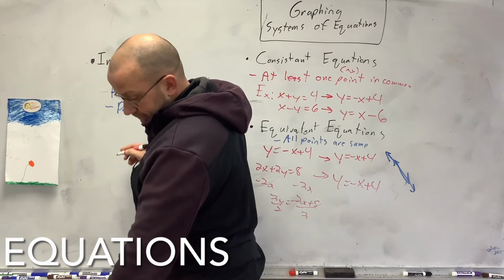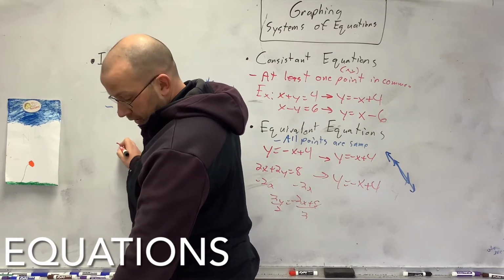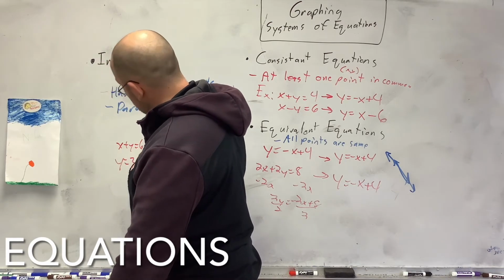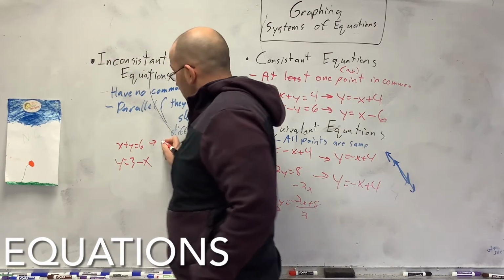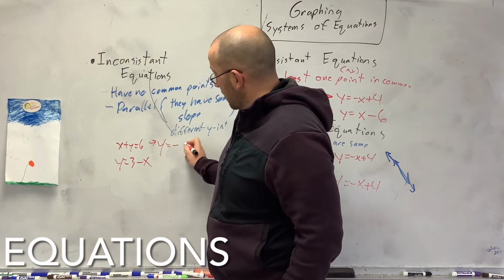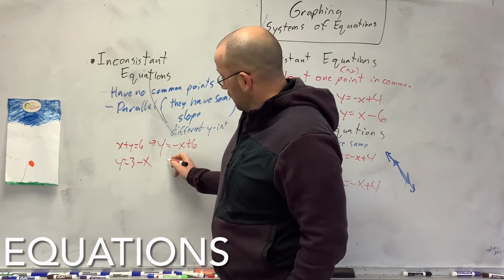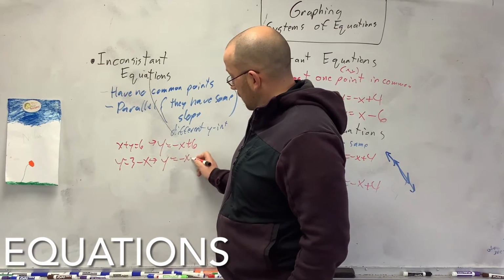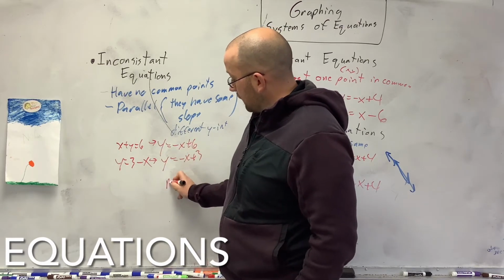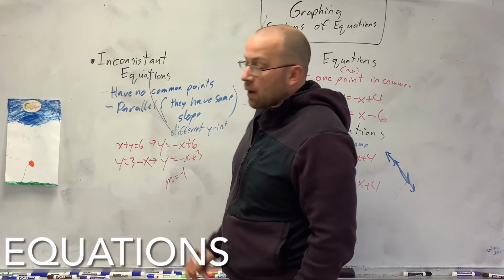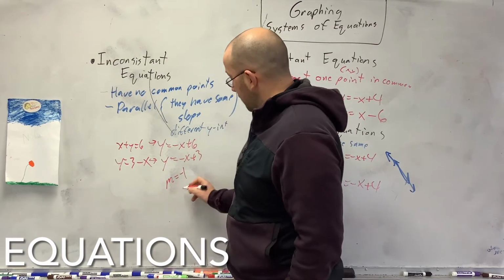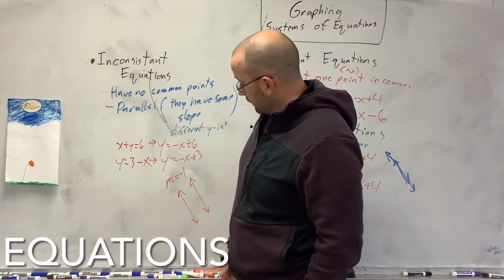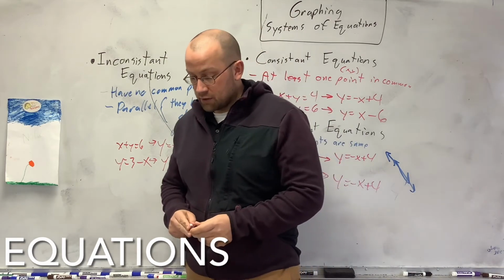So if I had x plus y equals 6, and y equals 3 minus x. I solve this, and I get y equals negative x plus 6. Then I just switch that around to slope-intercept form. All right, same slope. My slope here is negative 1, but my y-intercepts are different. That means when I graph these, it'll look something like that. All right, parallel lines. They will never touch. No points in common.